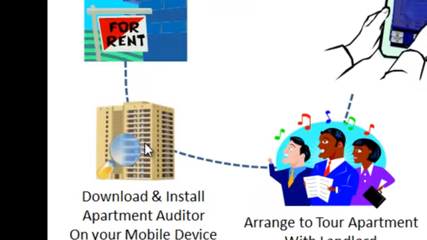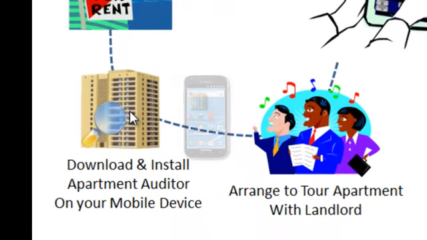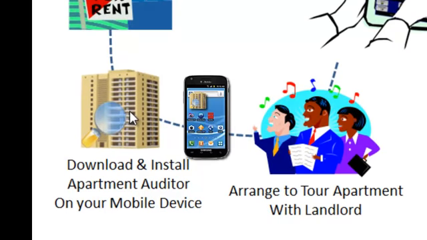So next step obviously would be to download and install Apartment Auditor from Google Play or from the Amazon store and install it onto your mobile device. Again, it runs on any Android-based phone or tablet running Android OS 3.x or higher. It also runs on some of the more popular e-readers from Amazon.